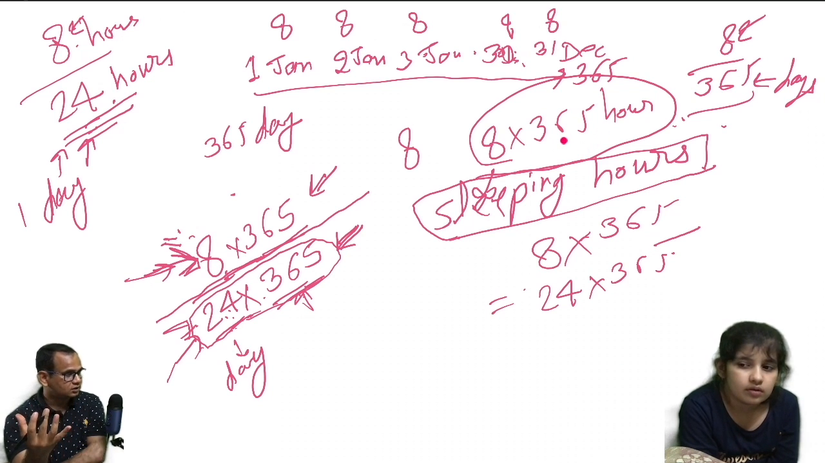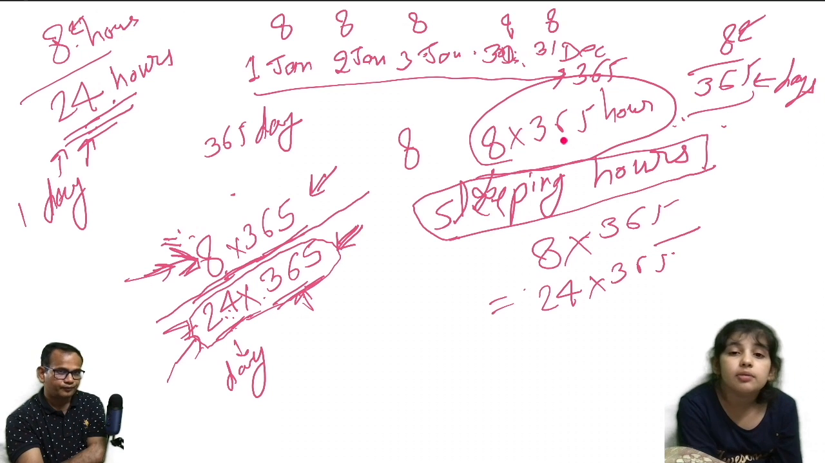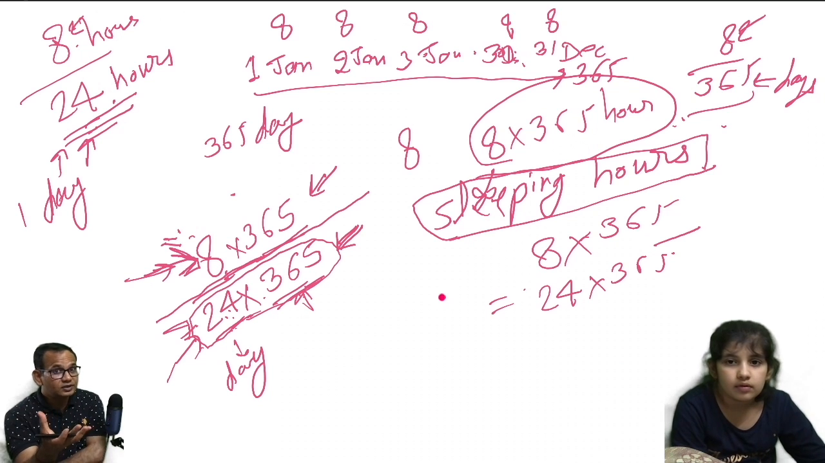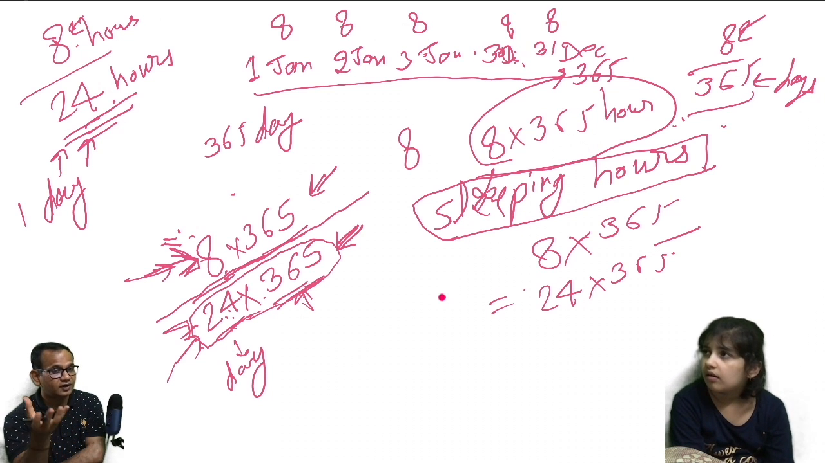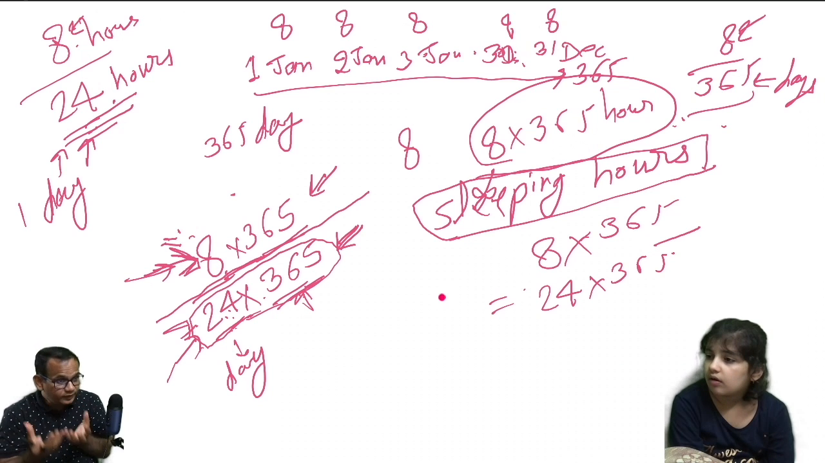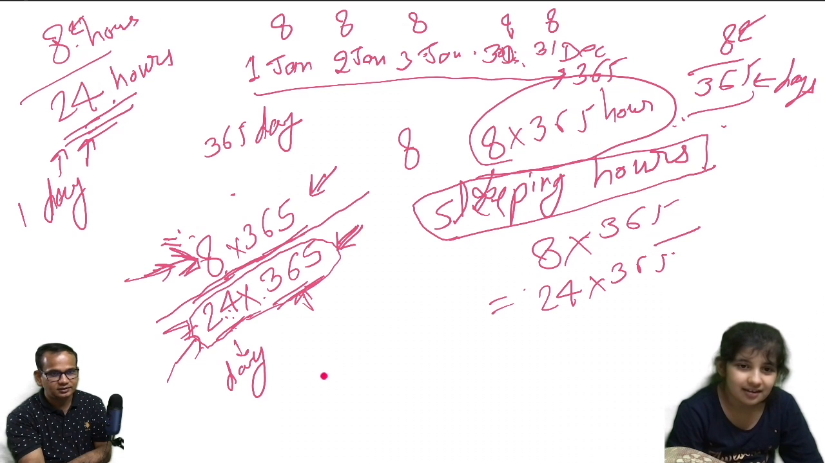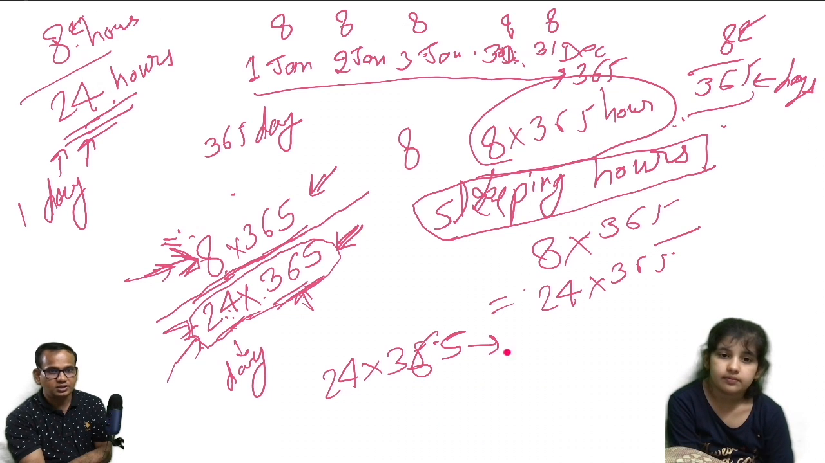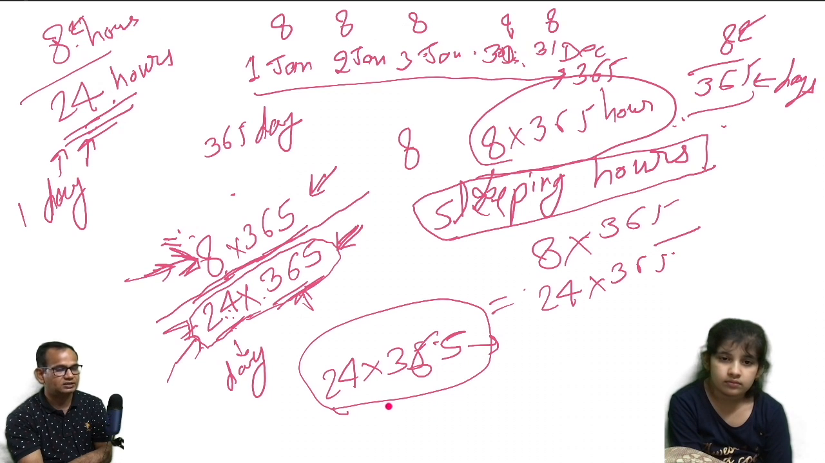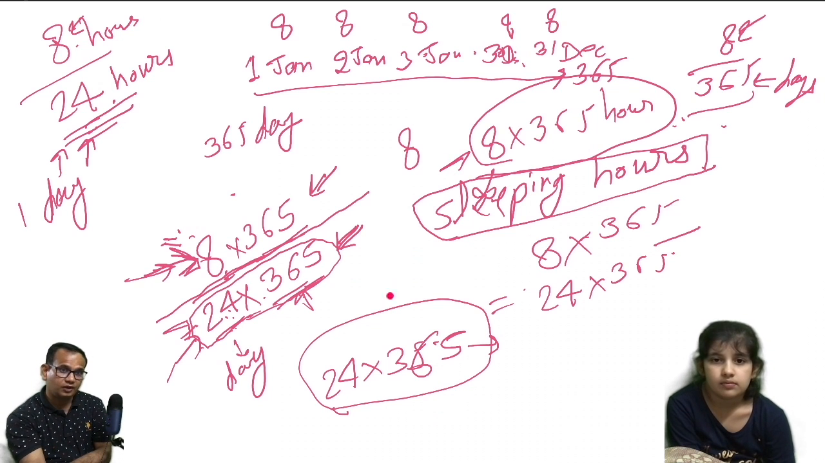And in total how many hours are there in a year? 365 days, but I am asking you hours. 8 multiplied by 365 hours is what we sleep. How many hours do we have in our hand? We have other activities also, na? 24 multiplied by 365. Correct. So these many hours we have in our hand to do many activities like sleeping, playing, studying. So now we sleep these many hours and we have these many hours.